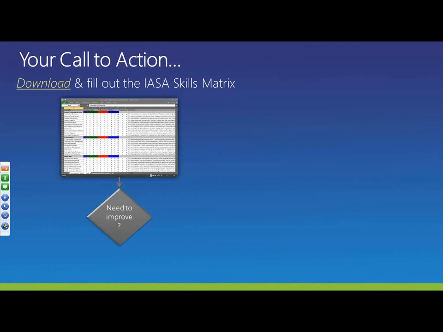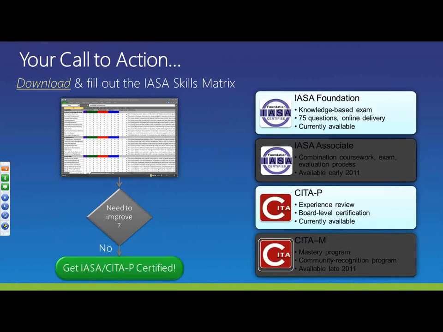Let's say I come out mostly as an associate architect. Do I need to improve? Maybe I should change this. Do I want to improve? If I don't need to improve, then guess what? Go get certified. If you're already a practicing architect, don't bang your head against the wall. Just go ahead and get certified.